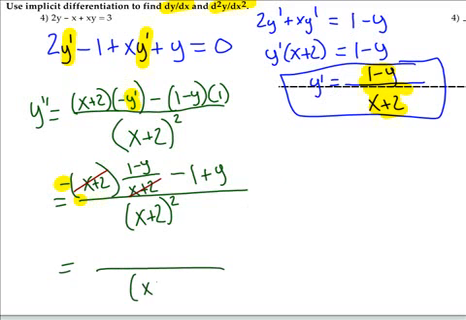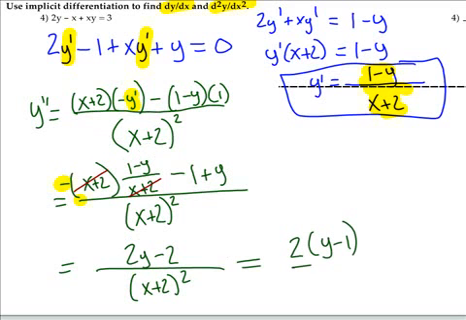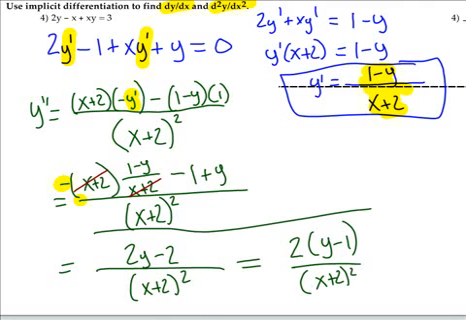I've got x plus 2 quantities squared in the denominator. I've got a negative 1 minus 1, that's a negative 2. And I've got a negative y, so that's a y, plus a y is 2y. So I've got 2y minus 2 in the numerator and x plus 2 quantity squared in the denominator. I could choose to write that as a factored out 2 times y minus 1 over x plus 2 quantity squared. Either one of these will work. That's my second derivative.